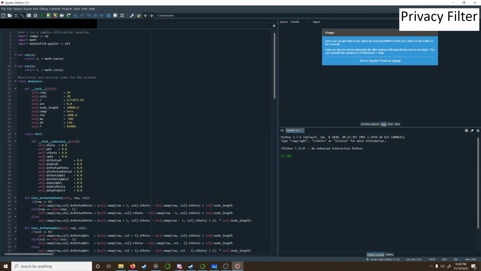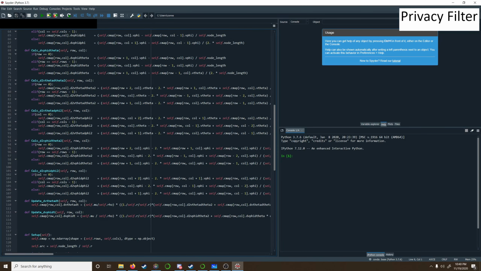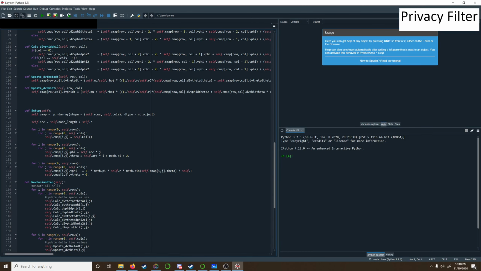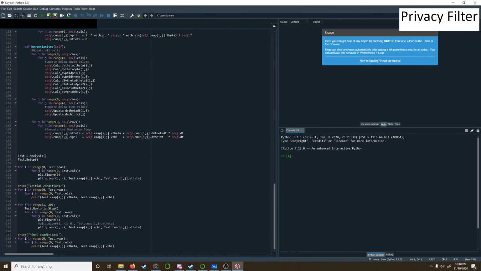Since Python doesn't have built-in cotangent and cosecant, we just created them ourselves. There's a whole bunch of stuff. If you want to look through this code, I'll probably upload it to GitHub and link it so that other people can look at it. It's really not that interesting.